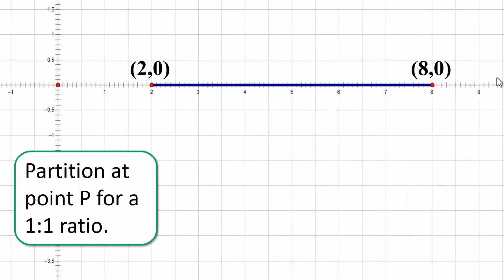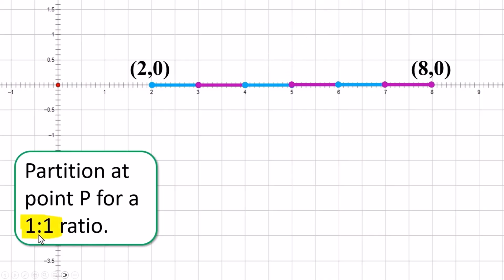Now I have 2 points here, (2, 0) and (8, 0). The line between them is a line segment. How long is that? It is 6 units long. You can also figure out how long something is by subtracting.